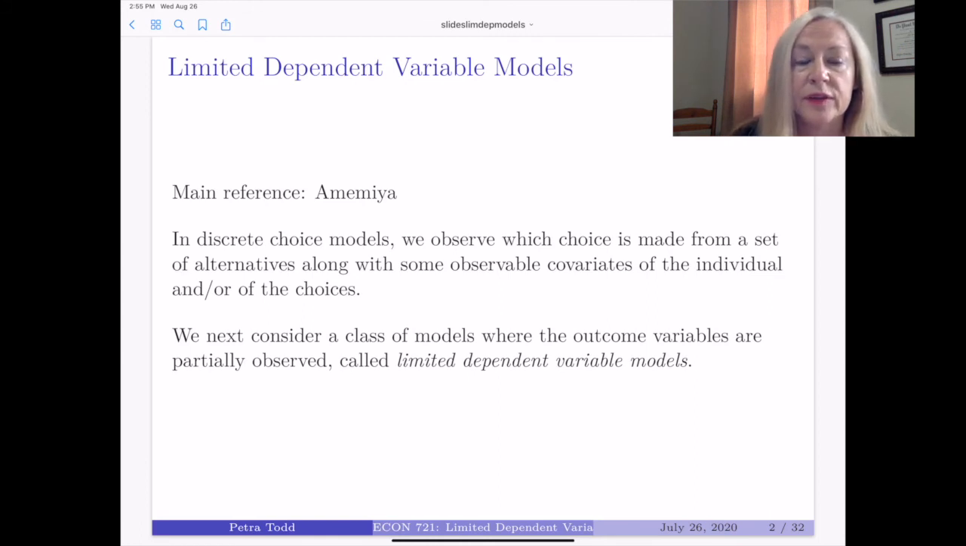All right, so discrete choice models could be thought of as limited dependent variable models, because we only observe the choices that are being made and we don't see exactly, say, the utility they got from a particular choice. Okay, but there are many other situations that don't fall within the discrete choice setup.